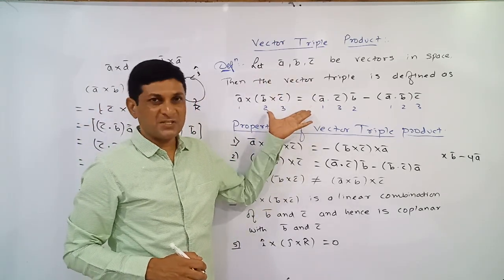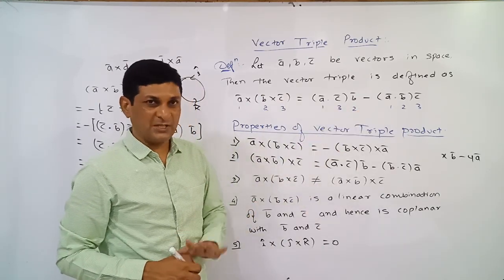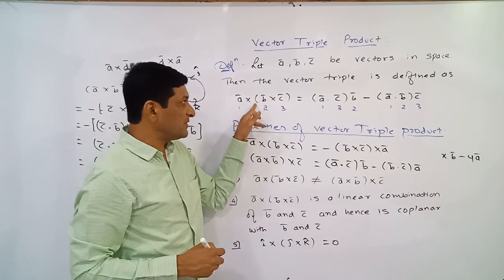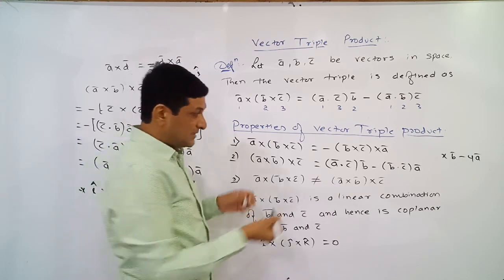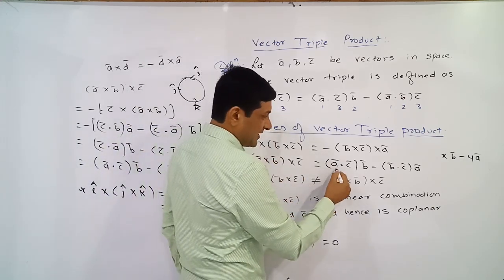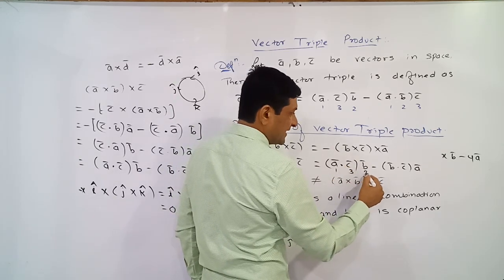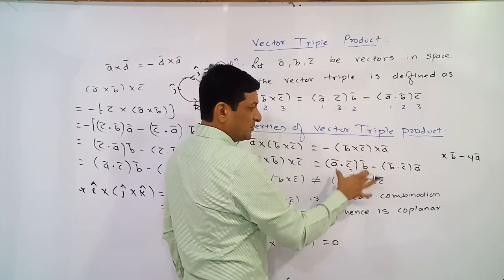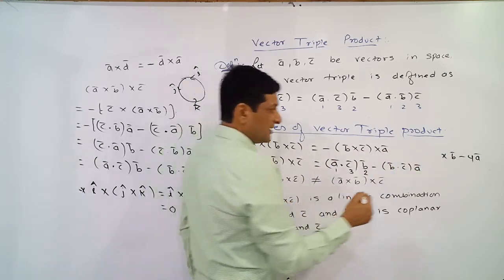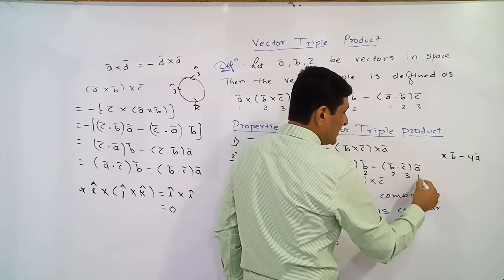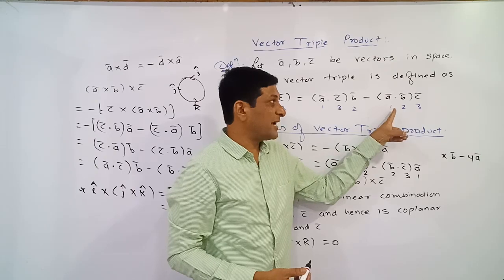So this is the definition. Simply we can remember it as 1, 3, 2 minus 1, 2, 3. If, instead of giving the bracket to the last two vectors, the bracket is given to the first two vectors, then in the result this is the first vector, this is the third vector, and this is the second vector. Here also we get 1, 3, 2, but some changes are there. Here what we get is 2, 3, 1. So 1, 3, 2 minus 1, 2, 3.